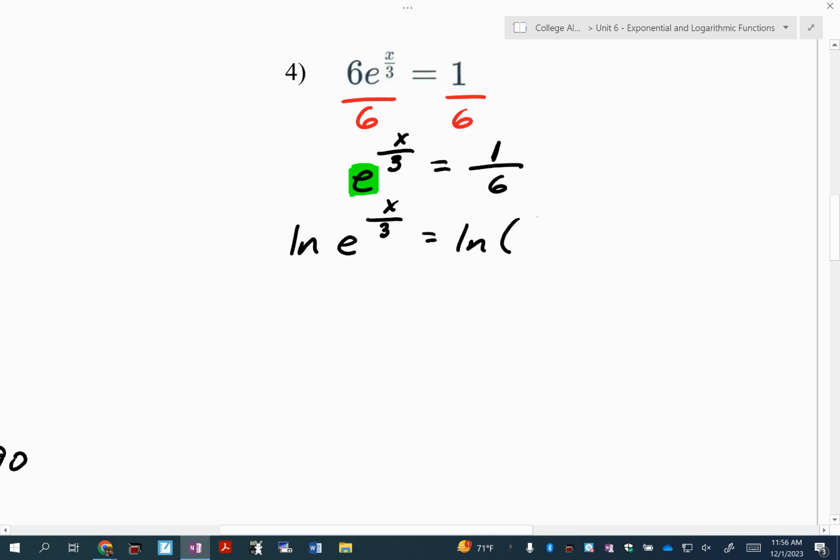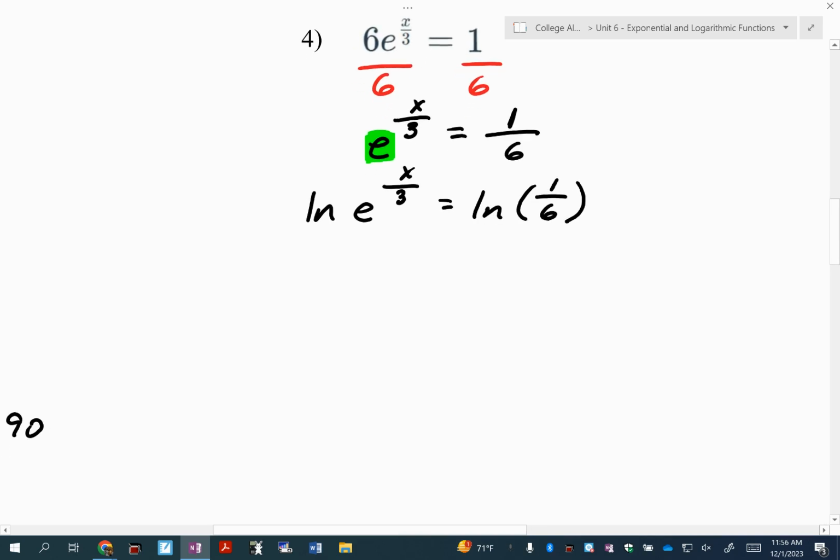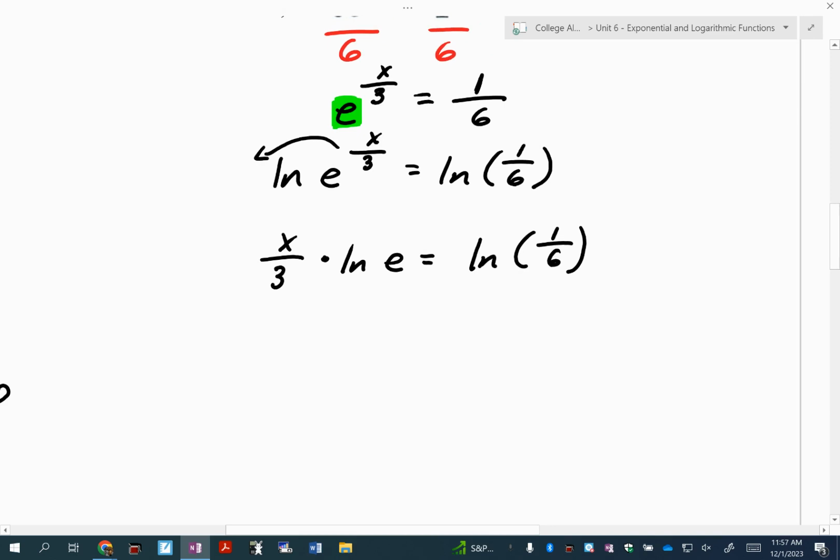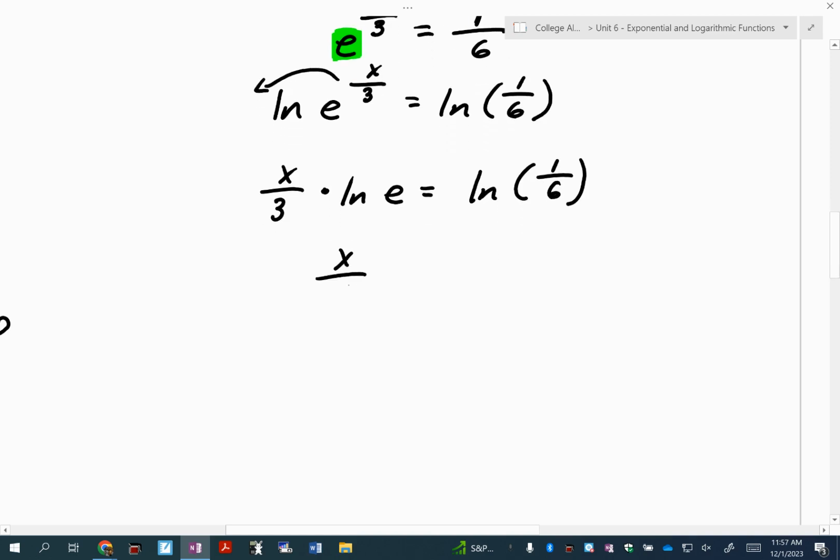So the natural log of 1/6. Do the power property again to move the x over 3 to the front. So x over 3 times the natural log of e equals the natural log of 1/6. And when I was teaching this to you during the lesson, I told you that the natural log of e is 1. So you can just ignore the natural log of e now, because when you multiply by 1, nothing changes. If you forget to do that and divide by natural log of e, it's not going to change anything in your answer. So since I know the natural log of e is 1, I'm going to do x over 3 equals the natural log of 1/6.